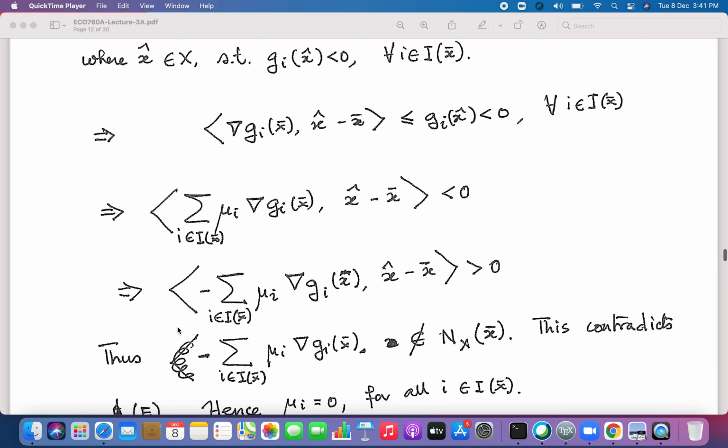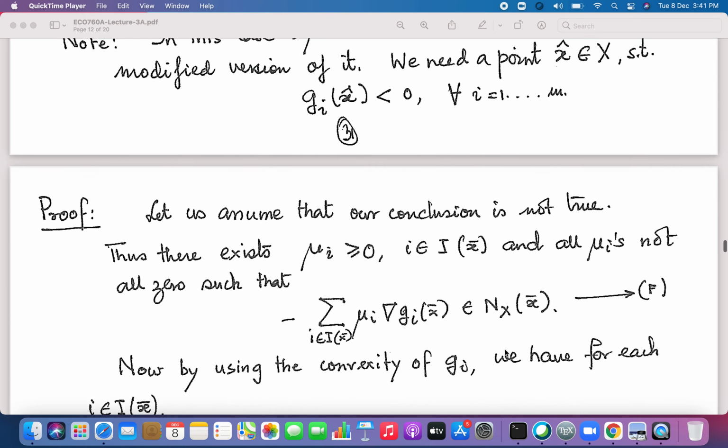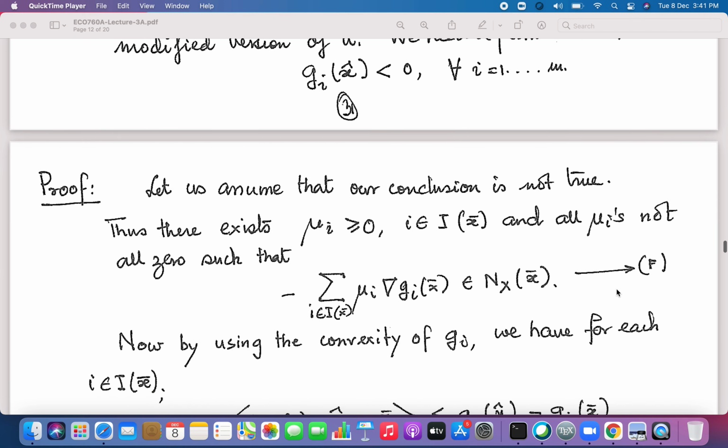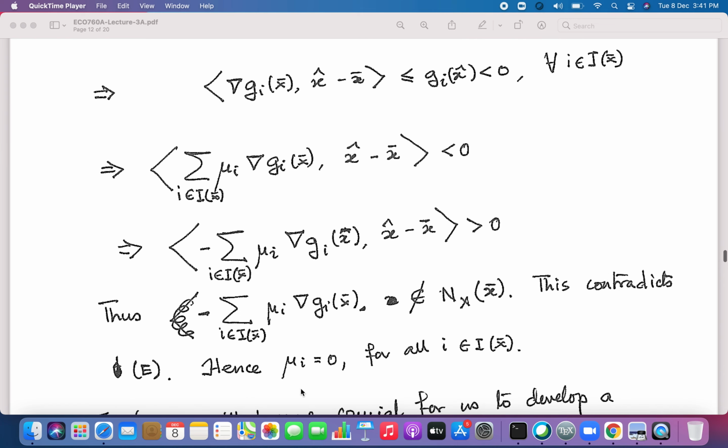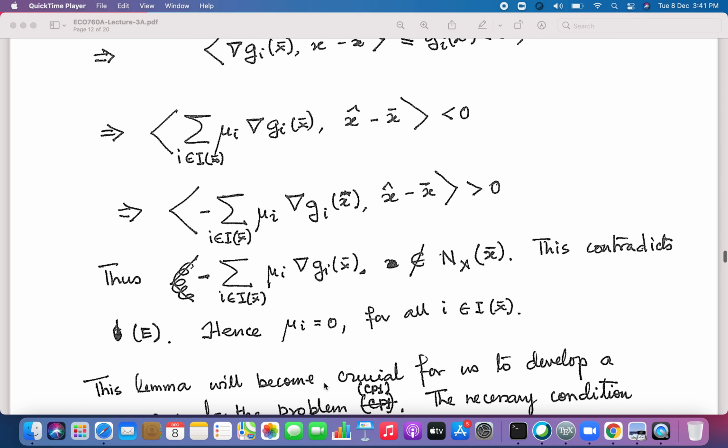What would that mean? It would mean that minus the sum of mu_i grad g_i(x bar) is not an element of N_X(x bar). This contradicts f, not e, it contradicts f. Sorry, this was a mistake, it contradicts f. Hence, mu_i must be equal to 0, right? So it's a simple proof.